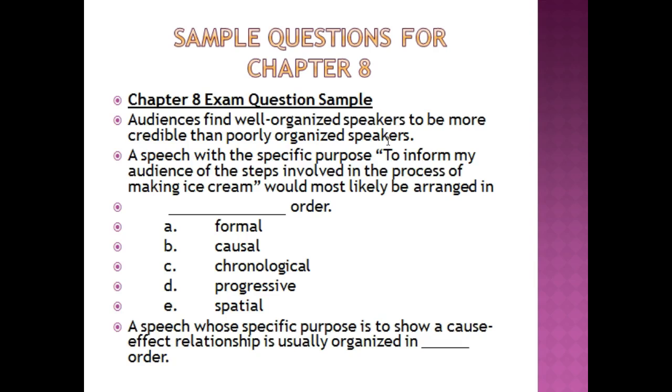A speech with a specific purpose to inform my audience of the steps involved in the process of making ice cream would most likely be arranged in blank order. So now we're talking about organizational patterns, orders. Since we're talking about a process, actually creating something, is it going to be a formal, causal, chronological, progressive, or spatial order? And if you guess chronological, you're absolutely right because it is going to follow a chronological order. You have to do this before this and so forth.